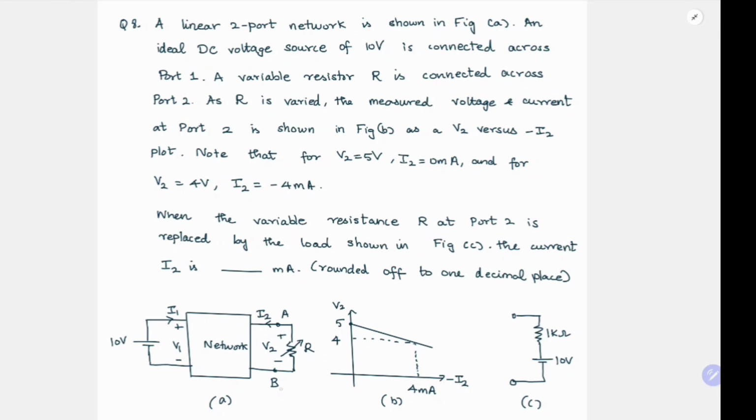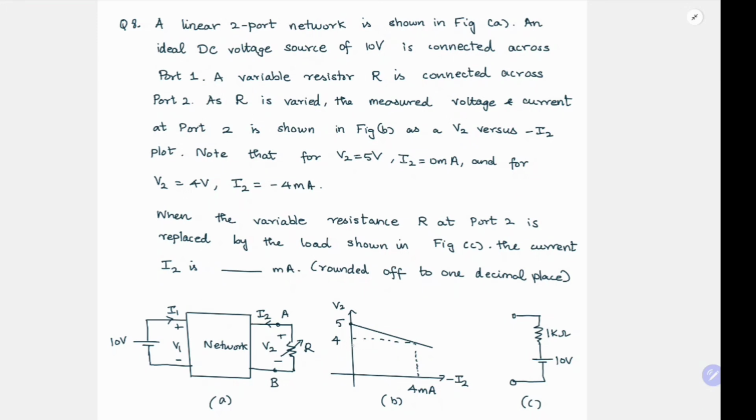So let's say they are setting R to 1 kilo ohm. Then they note what voltage and what current comes, and plot one point here. Then they set R to 2 kilo ohm, again get the new values of V2 and I2 and plot the next point, and together they get a continuous curve.